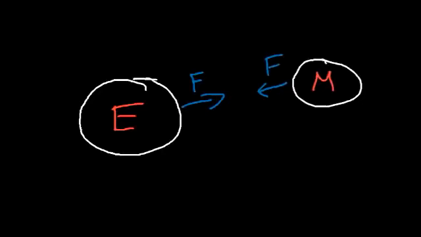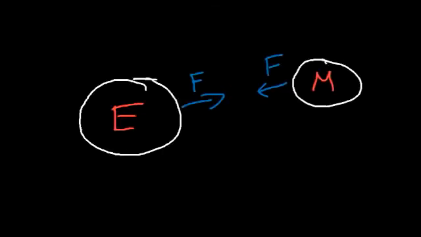Another example of Newton's third law is the force of gravity that acts between the Earth and the Moon. So what is gravity? What is gravitational force? Gravity is a force that brings matter together. So the gravitational force between the Earth and the Moon pulls the Earth and the Moon toward each other. So the Moon is attracted to the Earth, and the Earth is attracted to the Moon.